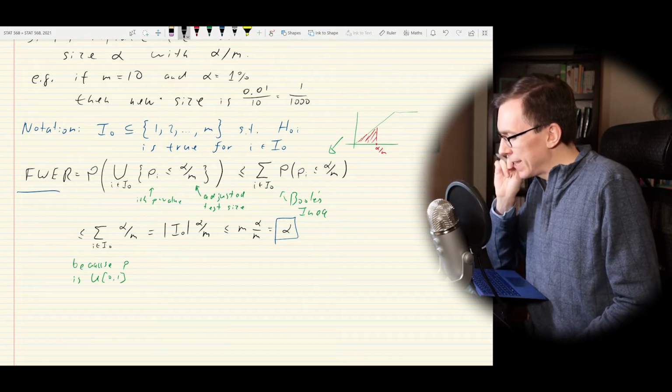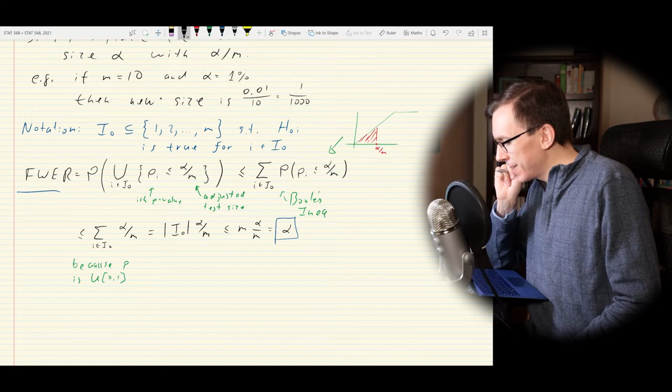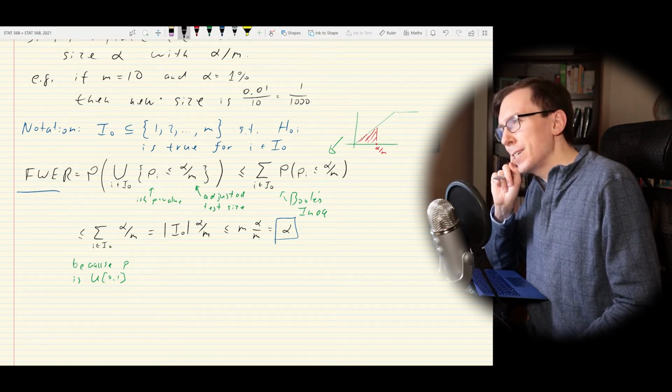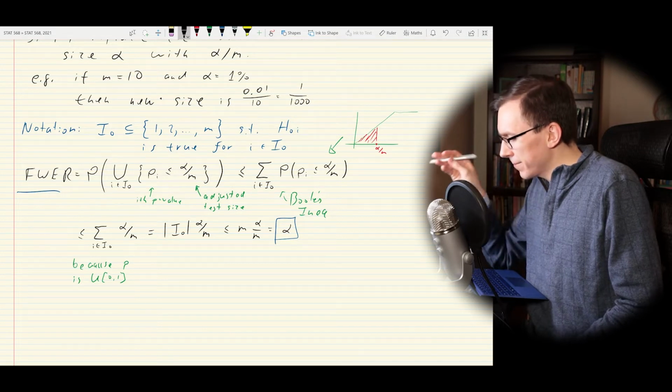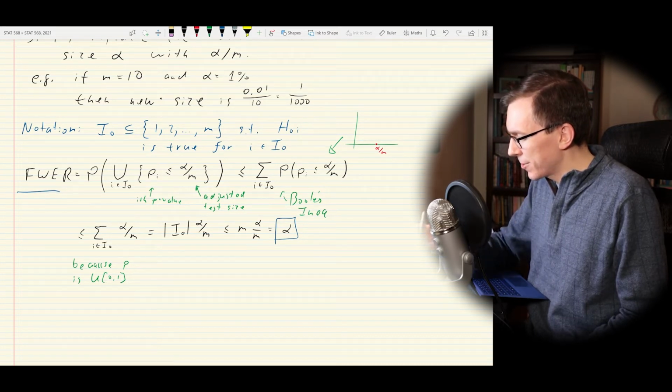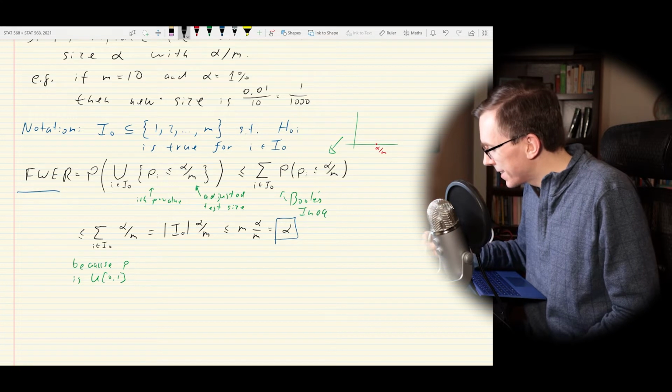Yeah, something's bugging me about that triangle. Am I drawing that wrong? It should be alpha over m. Something just seems... Oh no. Of course not, that's silly. I was like, what am I doing wrong? Because obviously a triangle is 1/2 the base times the height.